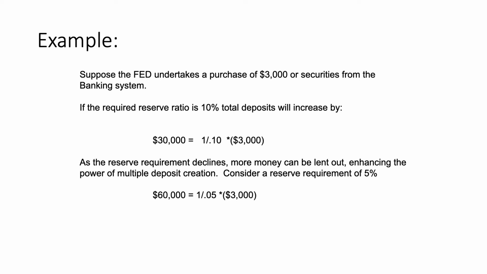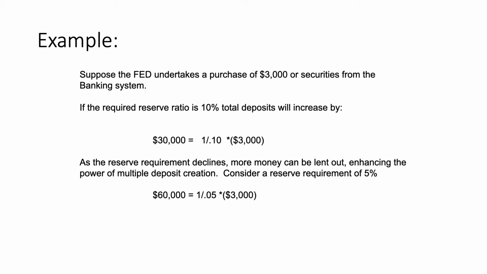Once we know the required reserve ratio, again, we'll assume it's 10%, we can use the equation on the previous page for the simple multiple deposit creation formula, and we can solve for the delta D. What will be the change in deposits from this new change in reserves of $3,000? It's simply 3,000 multiplied by 1 over the required reserve ratio, and we see deposits increase by the tune of $30,000. Fantastic.